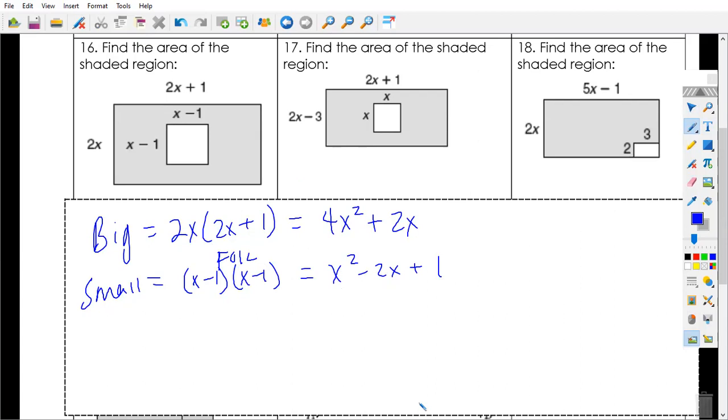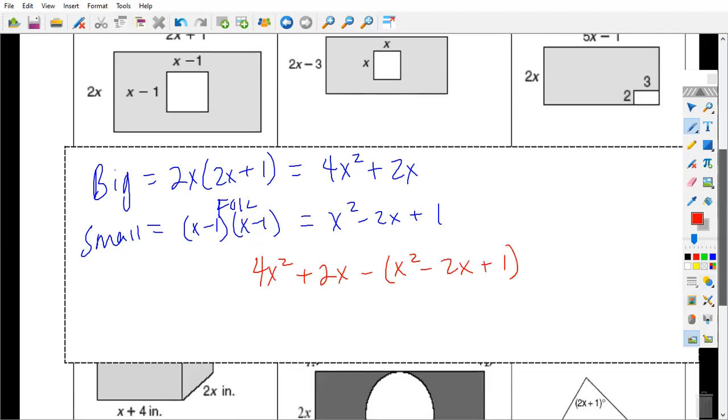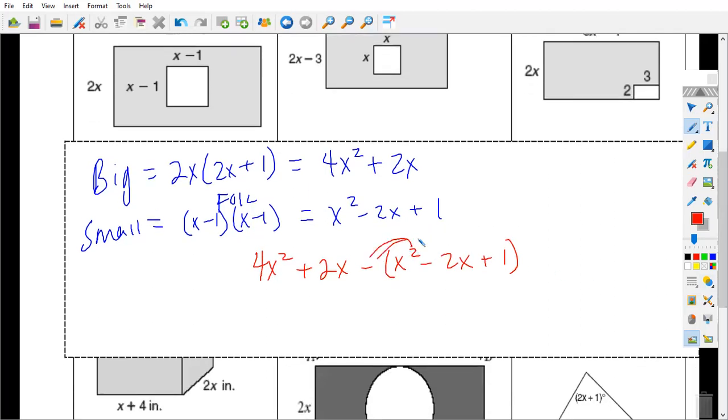Do y'all remember when we were doing long division and I said when you're subtracting the polynomials, you have to change the signs of all the terms? That applies here. So when we're subtracting this, it is 4x squared plus 2x minus x squared minus 2x plus 1. This is why you have to change the signs, because that minus is affecting every single term, right? So when I'm doing it, it's actually 4x squared.